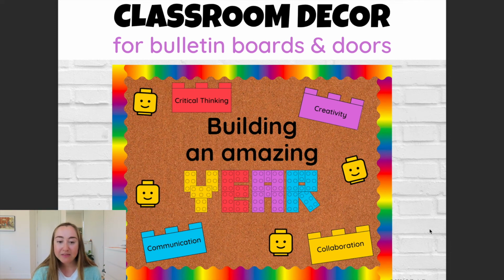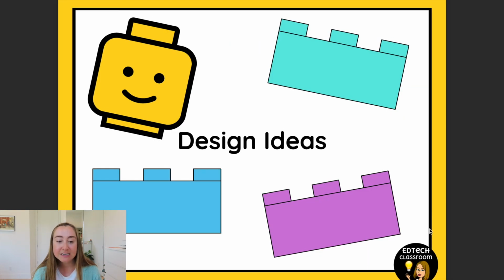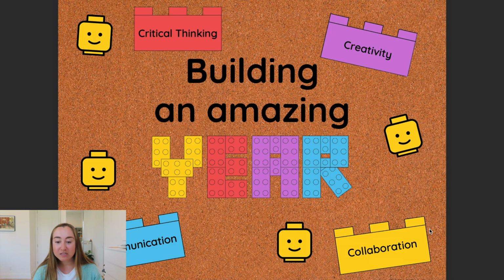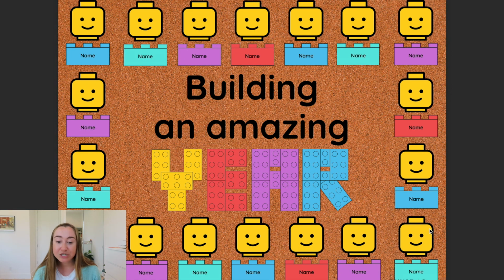So again, I made this in Google Slides. So let's take a look at some design ideas. So this one here is what this could look like on a bulletin board. We already kind of looked at this example. Here's another example. So in addition to having those 4 Lego bricks that say the 4 C's, there's also blank ones that you could actually write student names on. So again, this is a digital rendering. This is not what you would actually print out, but I just kind of wanted to give you an idea of what this could look like.